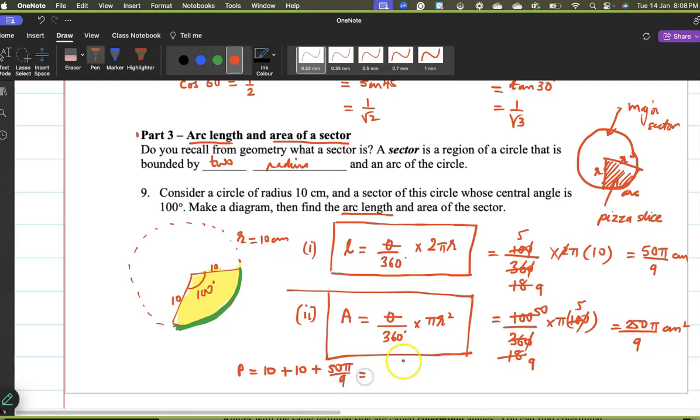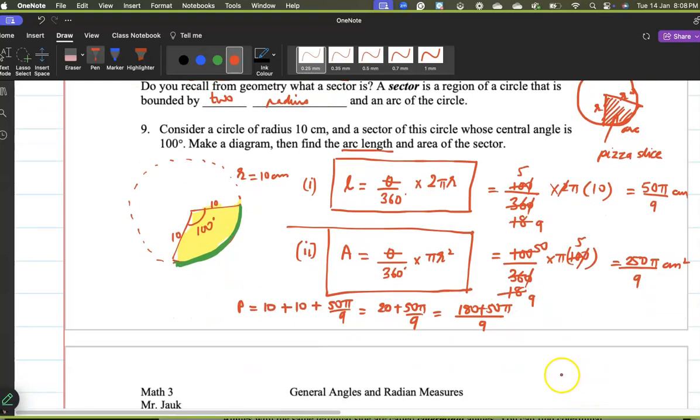So 20 plus 50 pi upon 9. So 180 plus 50 pi upon 9, if you take the LCM.